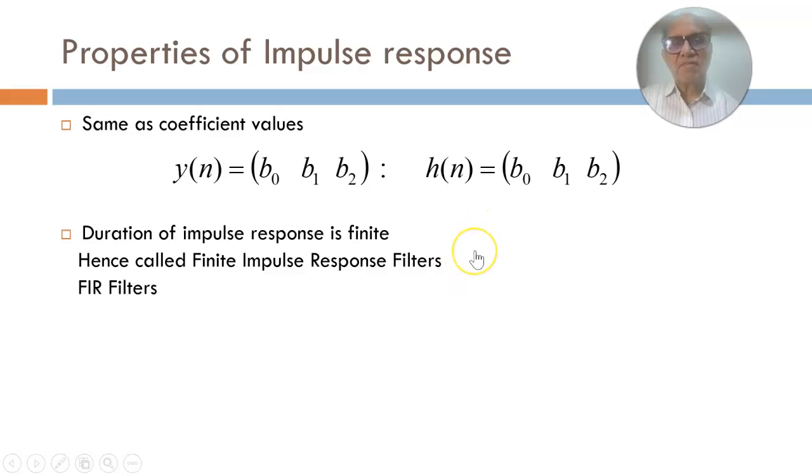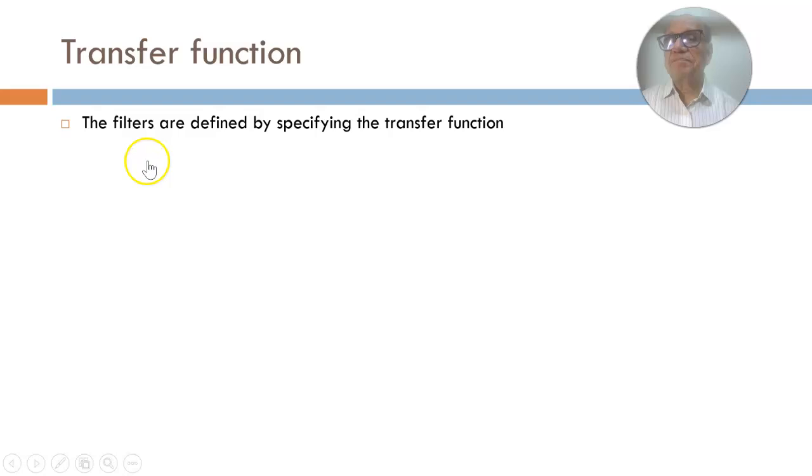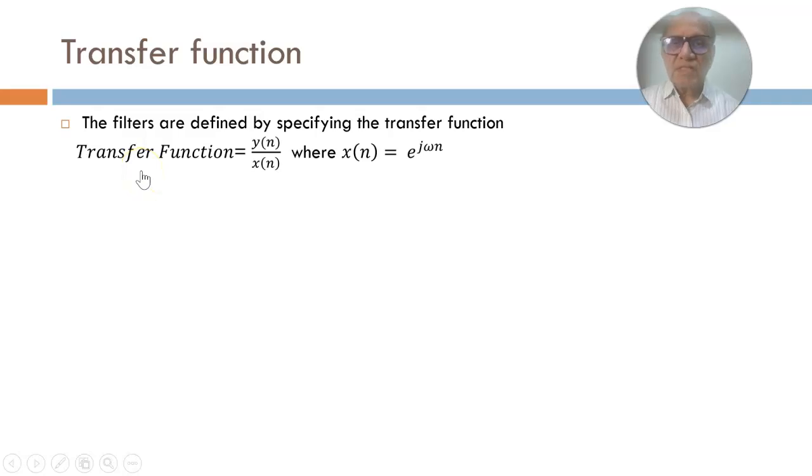So therefore, let us revise our concepts of the transfer function and also show that the transfer function forms a Fourier pair with the impulse response. That is your h[n]. So what is the transfer function? As we said, filters are defined by specifying the transfer function. Later on we'll see how this specification is done. But the transfer function itself is defined as the ratio of the output to the input where x[n] is e raised to j omega n. You will remember this from your study of sinusoidal steady state.